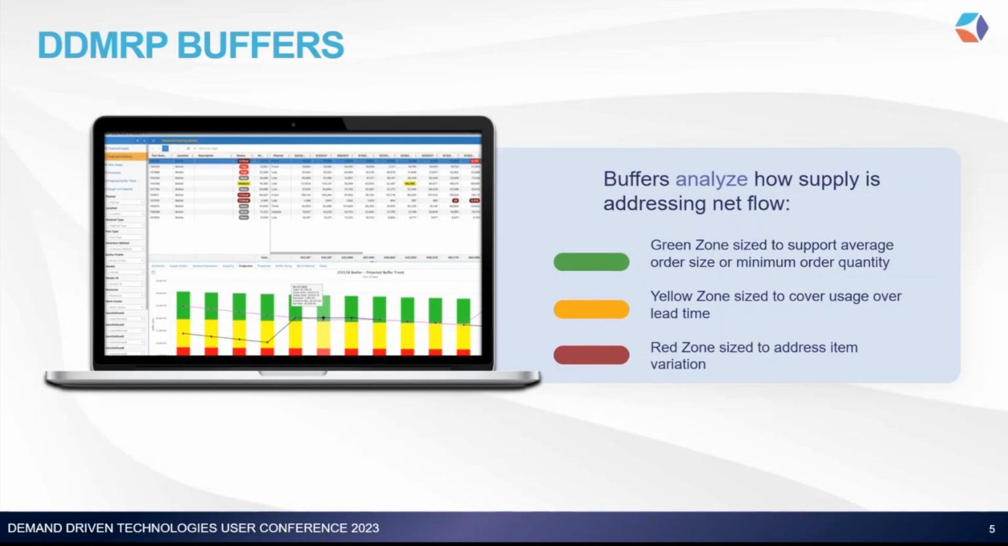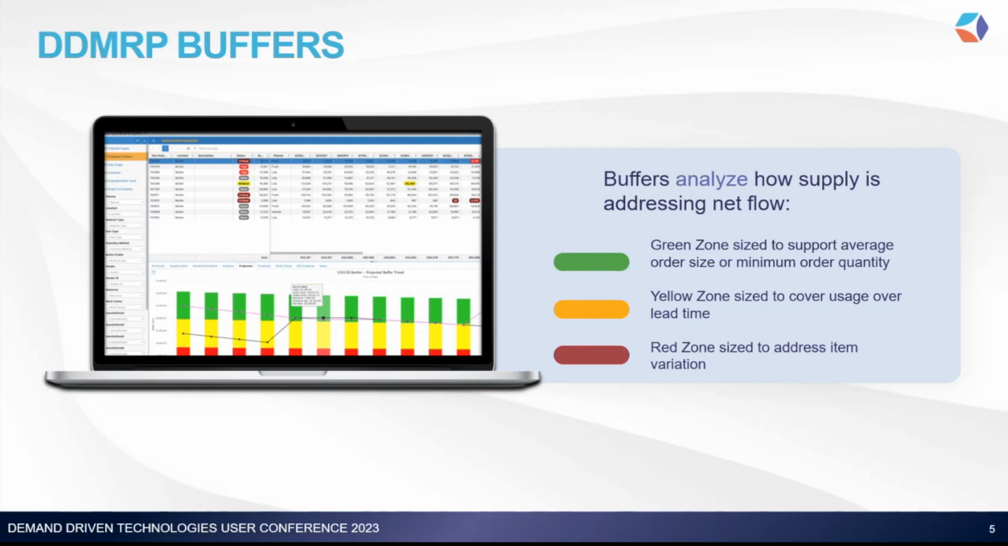We could say maybe I want to use mostly historicals, but I still want to take some forecast into consideration. And so I might take 90 days historical, 30 days forecast, blend those two together to arrive at our consumption number or some kind of ratio therein. And so the yellow zone, size, cover, usage over the lead time.